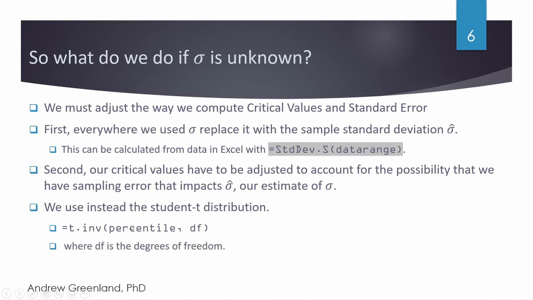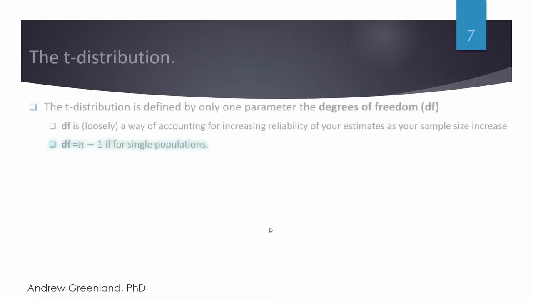The t.inverse function is going to use an argument that takes in the percentile, the area to the left of a point. That's the same as the norm.inverse. But the only other requirement for this function is an argument we're going to call the degrees of freedom. I'll write this in shorthand with df. And the degrees of freedom is, well, let's just talk about it a little bit more in detail right now.